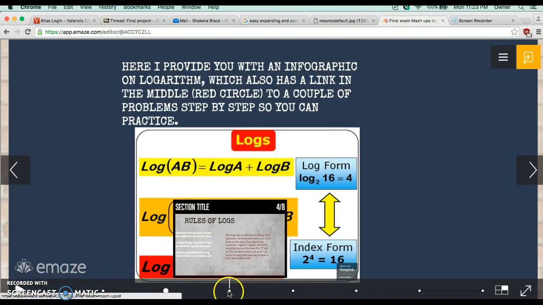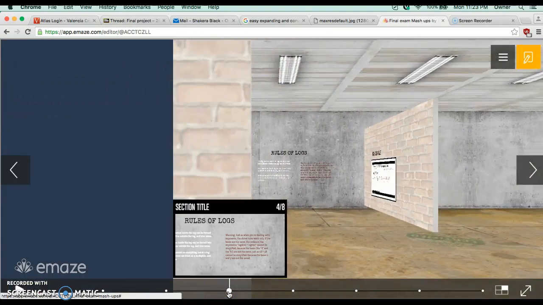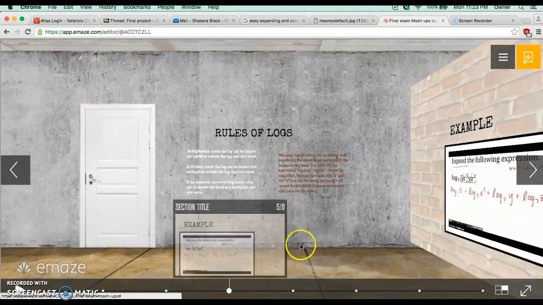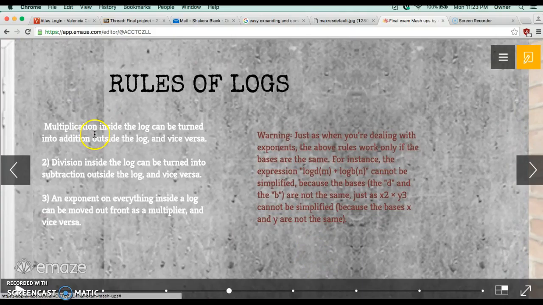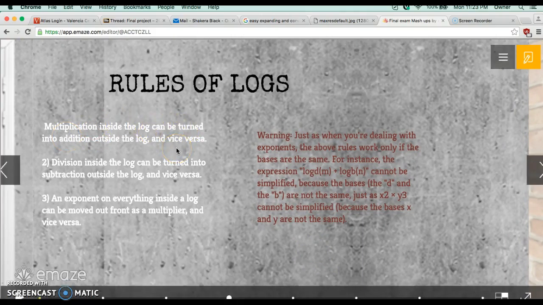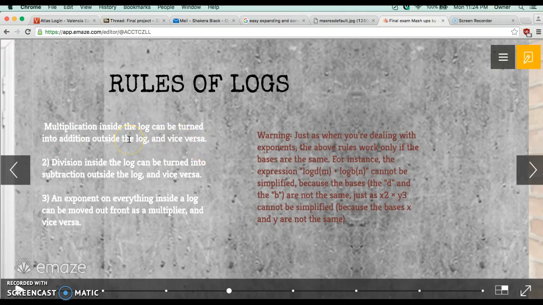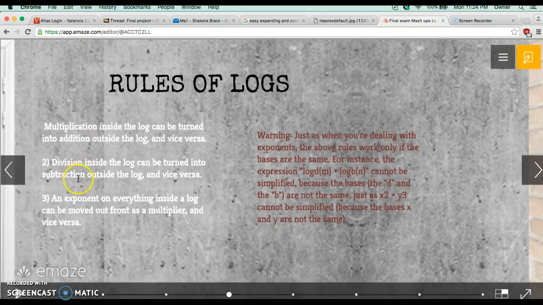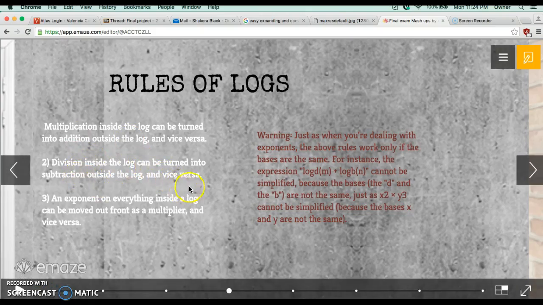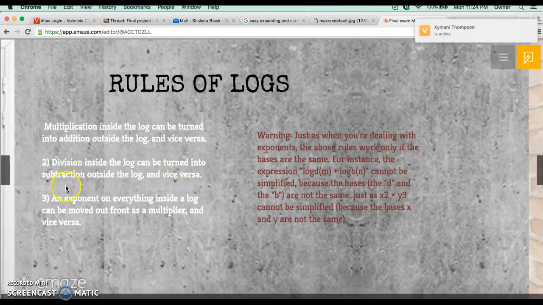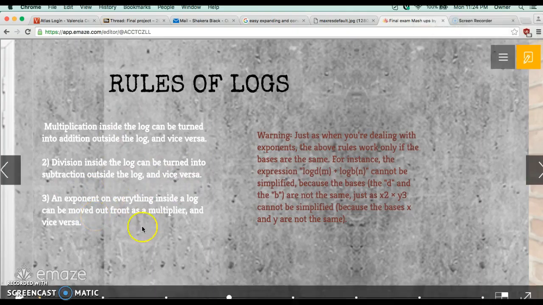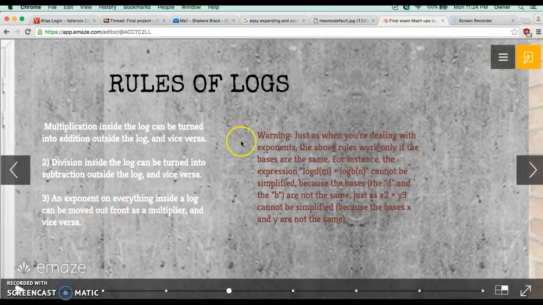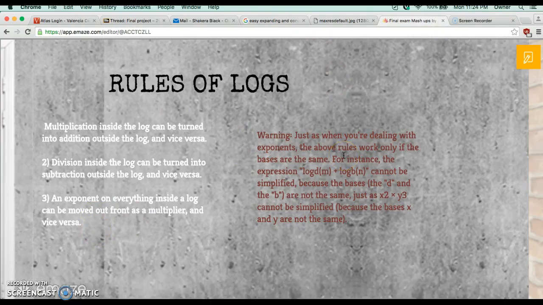Our next slide are rules of logs. So the first rule is multiplication inside the log can be turned into addition outside the log and vice versa, which is what we saw on the previous slide. Division inside the log can be turned into subtraction outside the log and vice versa. And an exponent on everything inside the log can be moved out front as a multiplier and vice versa. But warning, just as when you're dealing with exponents, the above rules work only if the bases are the same.